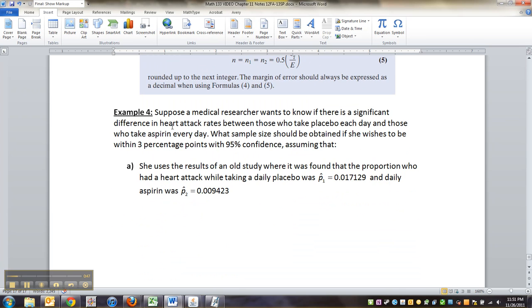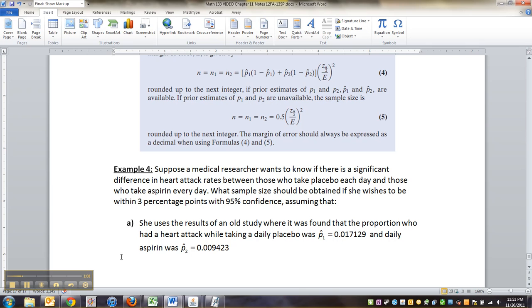Suppose a medical researcher wants to know if there's a significant difference in heart attack rates between those who take placebo each day and those who take aspirin each day. What sample size should be obtained if she wishes to be within 3 percentage points with 95% confidence, assuming that she uses an old study and has P1 hat and P2 hat equal to those values. Okay, so for this one, she has an old study.